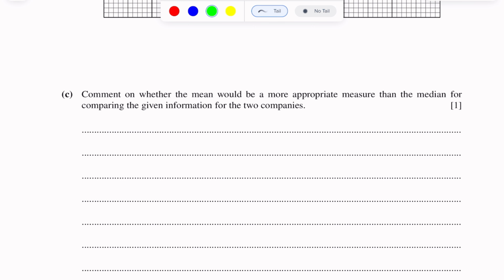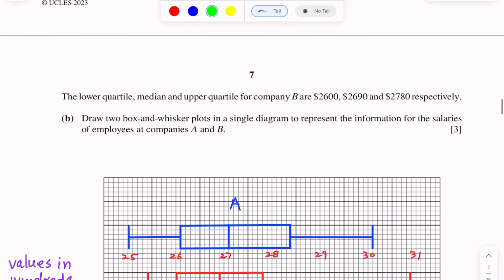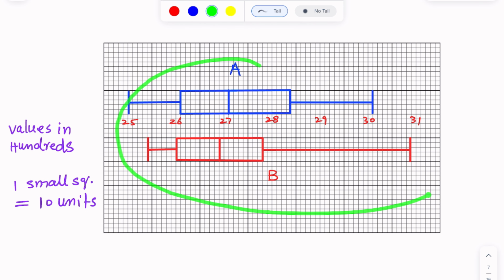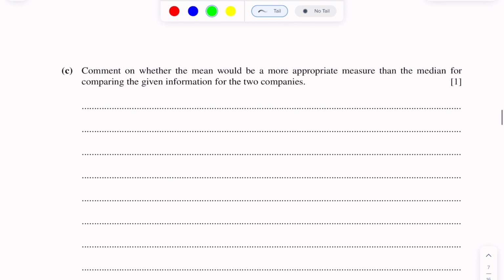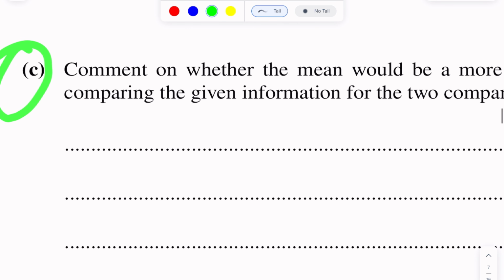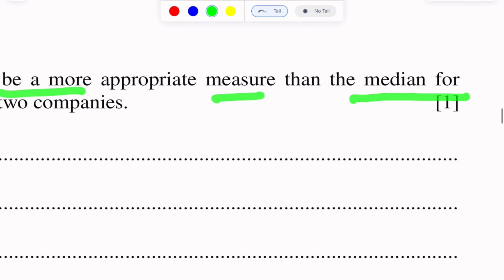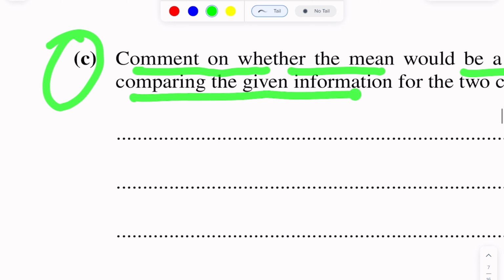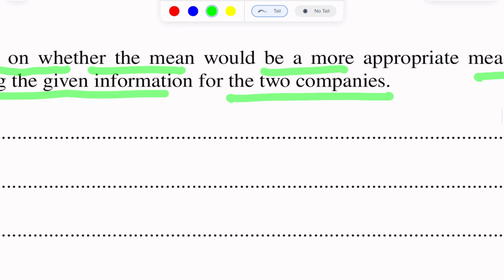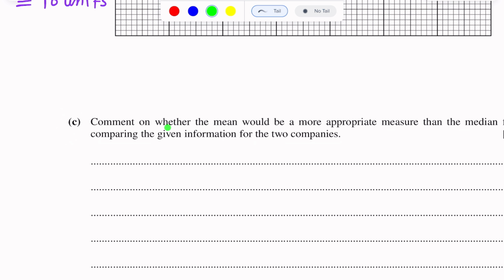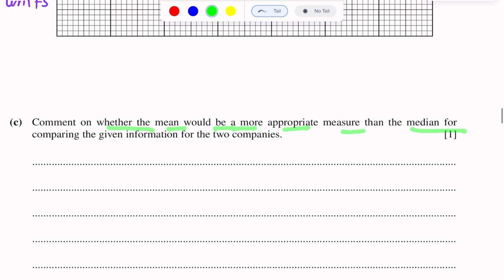Now, at the last, from the above information of the distribution of the data, we have to comment at part C. Comment on whether the mean would be a more appropriate measure than the median for comparing the given information for the two companies.